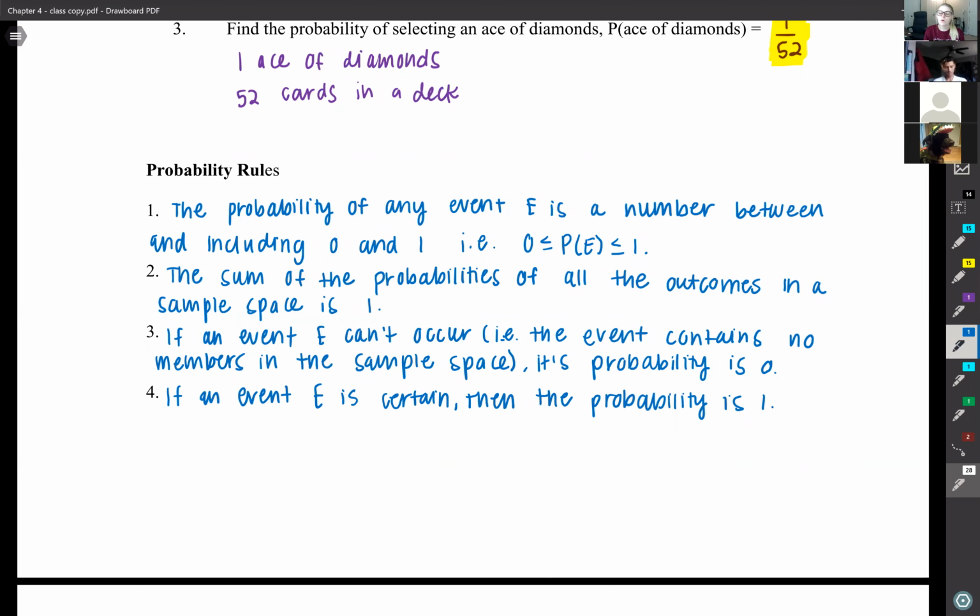Or if you're flipping a coin and I say, what's the probability that you get heads or tails? 1. You will get heads or tails. So those are the two ends of the spectrum: where it's impossible for it to happen, it would be a 0, or it's most certain to happen and it will be a probability of 1. Right, so those are our probability rules.